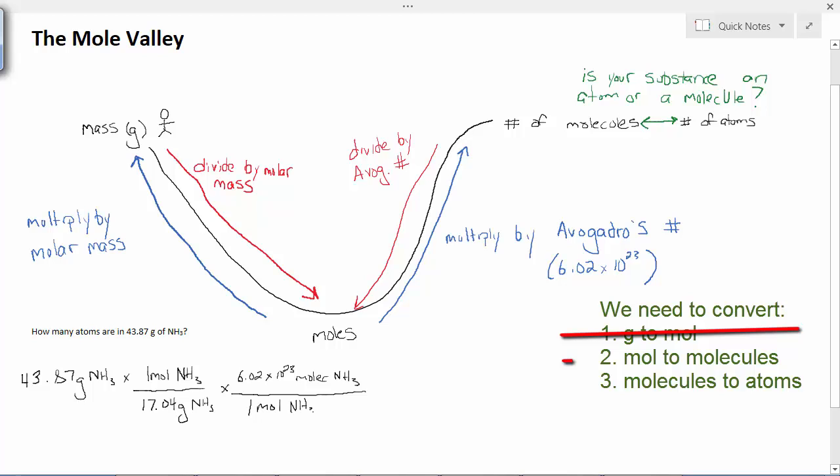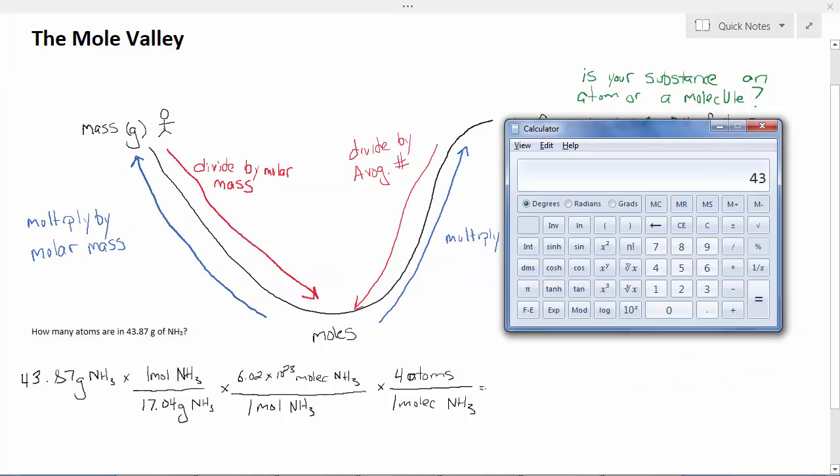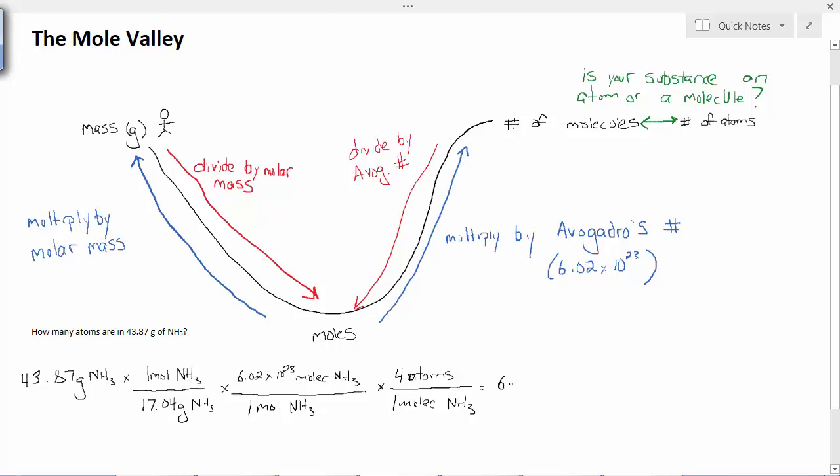You can see I'm putting all my units in so I can eliminate them algebraically. The end of that second step would give me a number of molecules. Now I'm going to say there's 4 atoms in a molecule of ammonia. If I work out my units, the only unit I'm going to be left with is atoms. So now I can just plug all of this in: 43.87 divided by 17.04 times Avogadro's number times 4. This is going to give me 6.199 times 10 to the power of 24 atoms in 43.87 grams of ammonia.